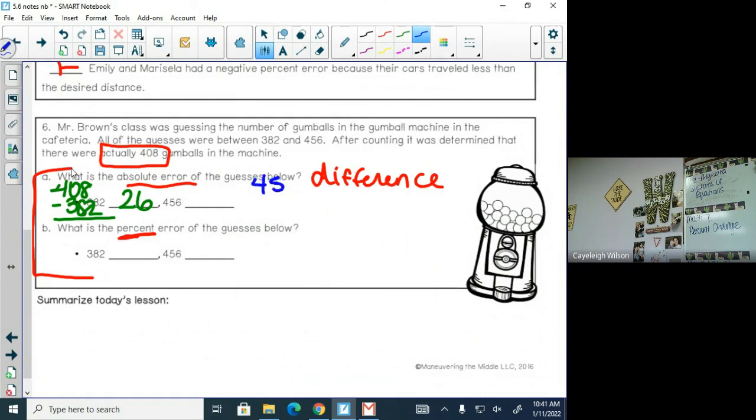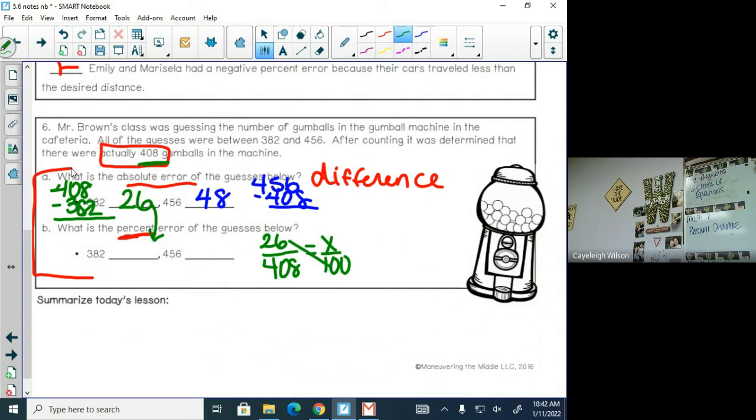All right, so the next one, 456 minus 408, and that gives us 48. So we should have 48 there. And then to find the percent error for 382, I know that 382 had a change of 26, so 26 over the actual 408 equals x over 100. The change over the exact equals the percent over 100.